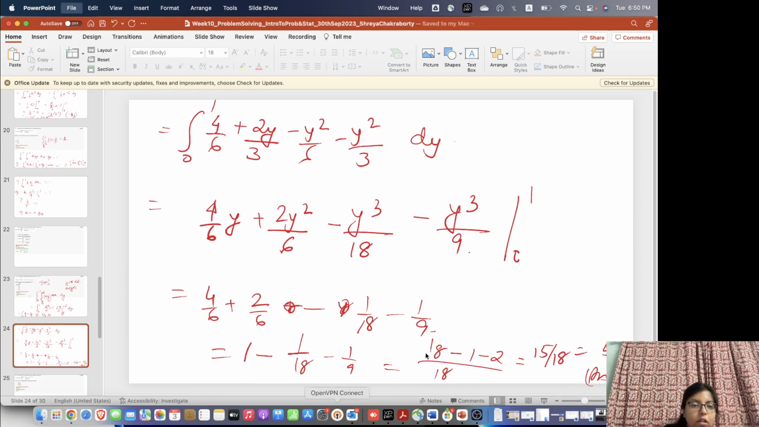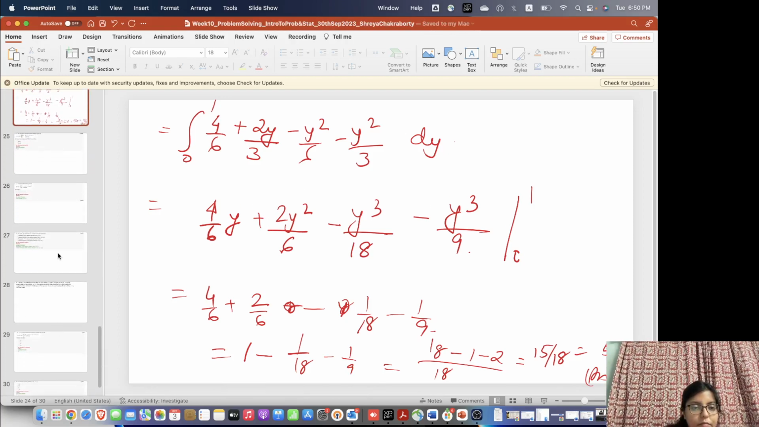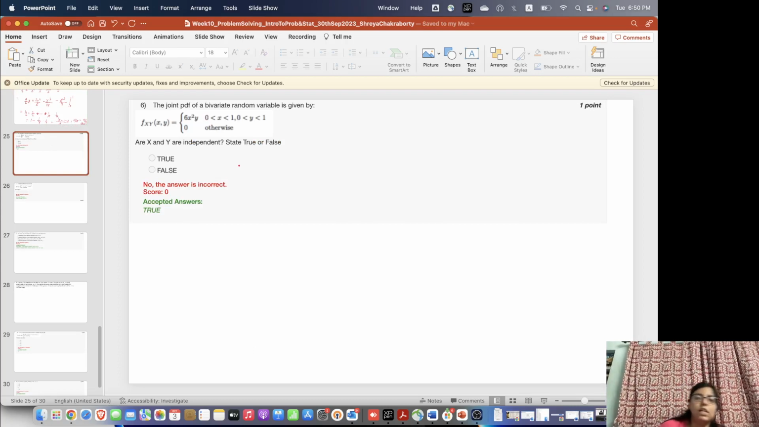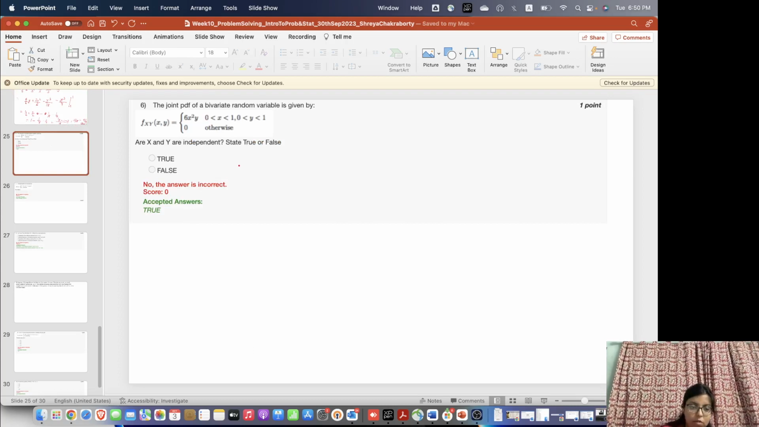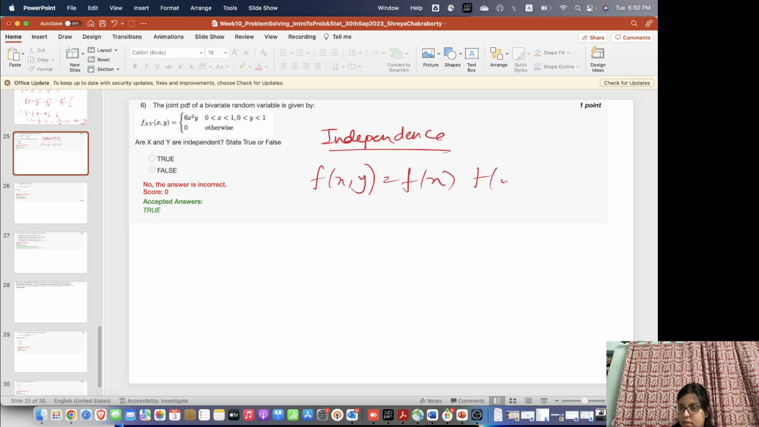Alright, now we'll move on to the next problem. So here they have given the joint PDF of a bivariate random variable, which is given by this thing. Are x and y independent? State true or false. So for independence, we have to show that f of xy is a product of the marginals. Okay.